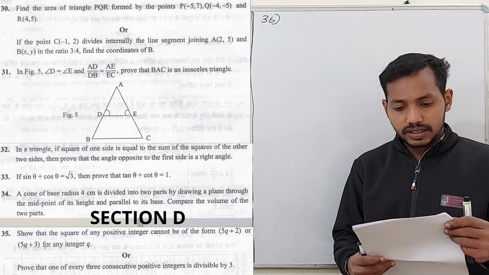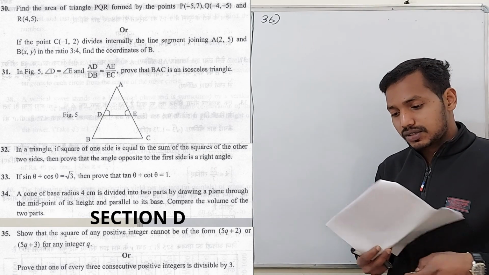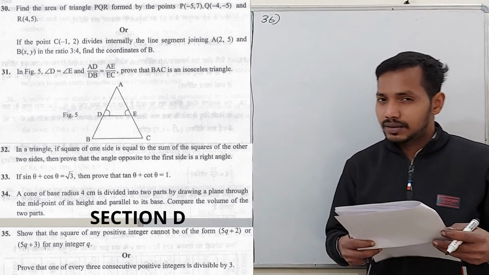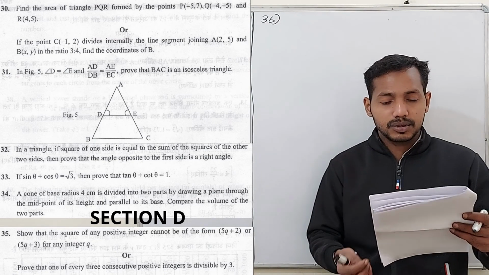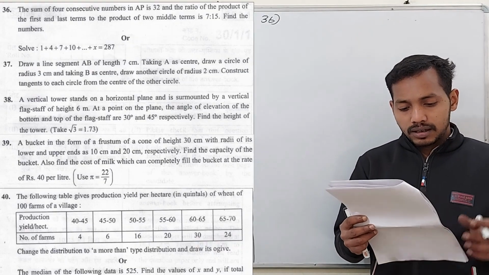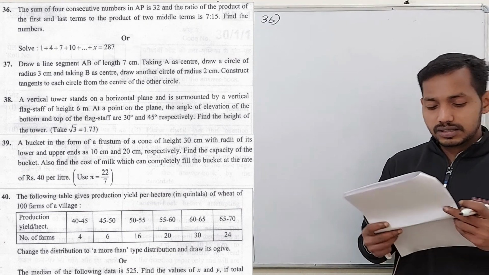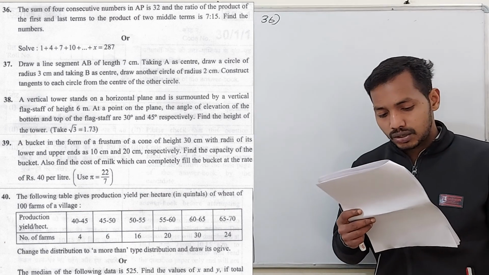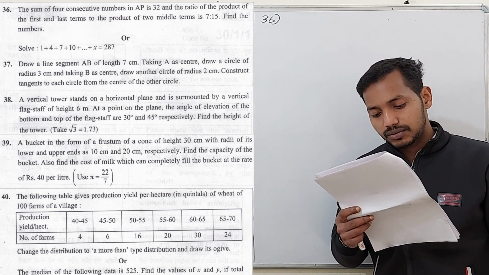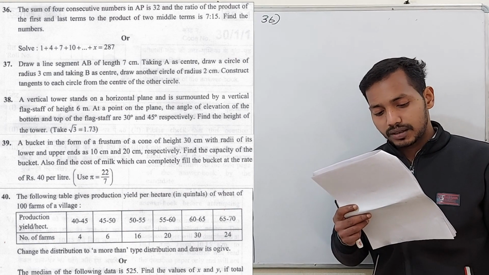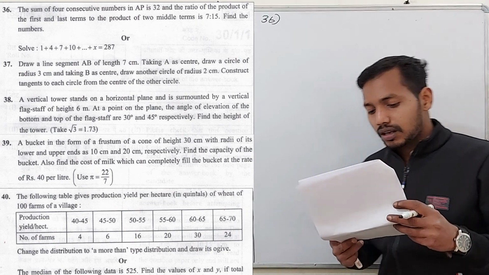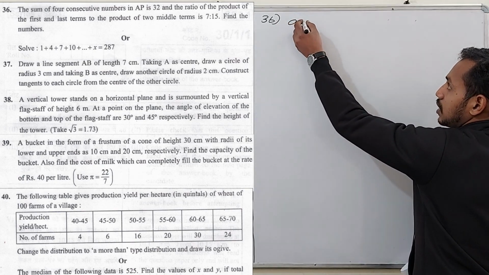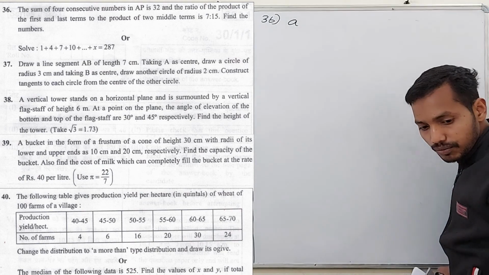Next question, section D. In section D, the first question is related to Euclid's division algorithm. That is also deleted from your syllabus, so I'm not going to solve that one. Next, we come to question number 36. The sum of four consecutive terms in an AP is 32, and the ratio of the product of first and last term to the product of two middle terms is 7:15. Find the numbers. So let's consider the four consecutive numbers, the general form we are writing it as.